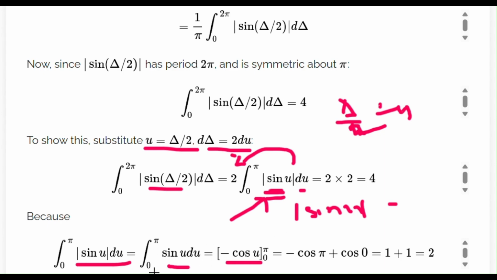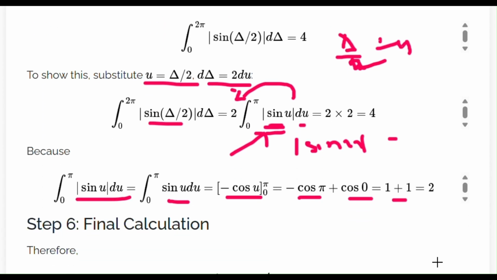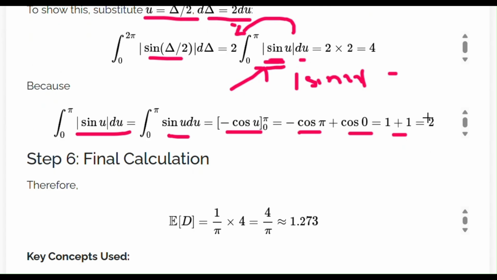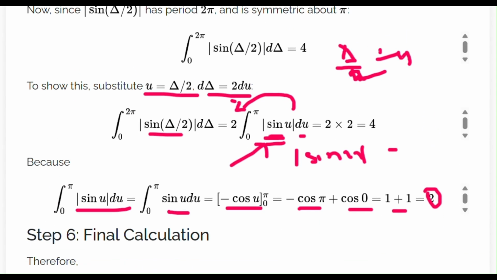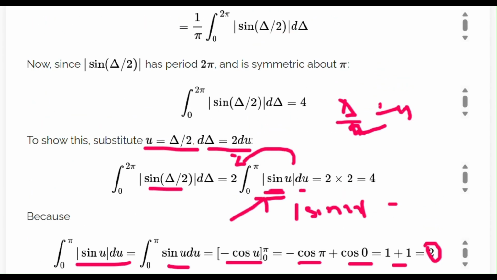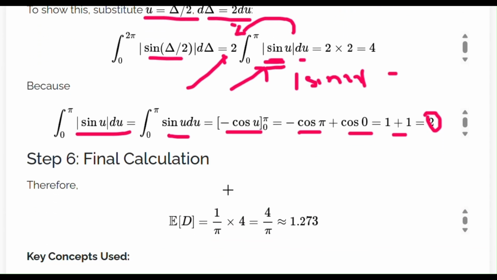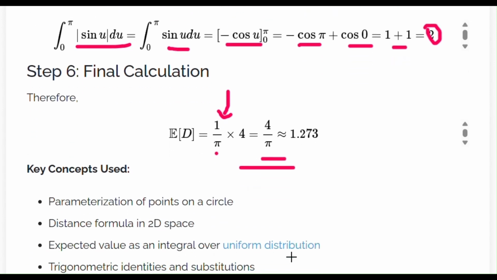We put the limits of the integral from 0 to pi. This gives us minus cos pi plus cos 0, which is 1 plus 1 equals 2. So for the final answer, this 2 and the other 2, which we took out of the integral, are multiplied, so we get 4, and the 1 over 2 pi, which we had from the beginning, gives us 4 over pi as the expected value of the distance between the points. So this is the answer to the question.